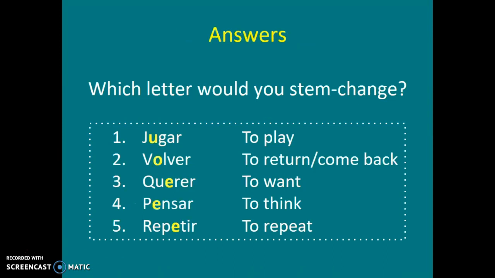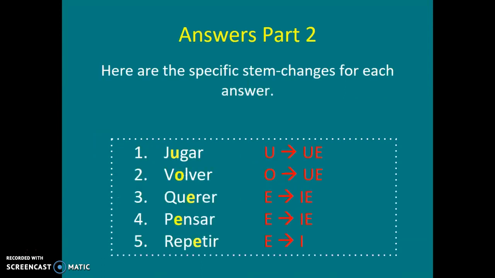Here are the answers. In jugar, the U is going to change. In volver, the O is going to change. In querer, the E is going to change. Pensar, the E is going to change. And in repetir, the E also is going to change. Now, you don't necessarily know right now what kind of stem change verb these are, but you will memorize it over time. But here are the specific stem changes for each answer.